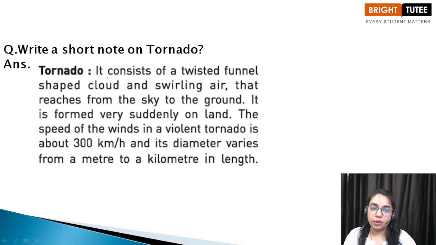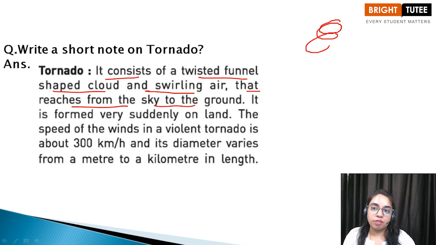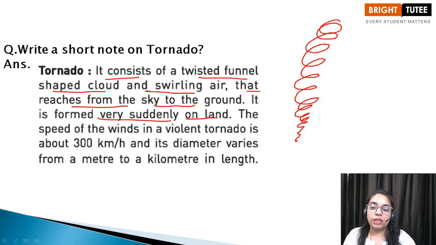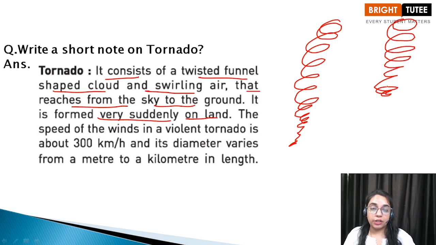So children, tornadoes consist of twisted funnel-shaped clouds and swirling air that reaches from the sky to the ground. Okay children, it reaches from the sky to the ground. It looks something like this, and it is formed suddenly on land, and this is known as a tornado. And children, if a similar tornado-like thing is formed on a water body and it looks like a grey giant snake, you call it a water spout.